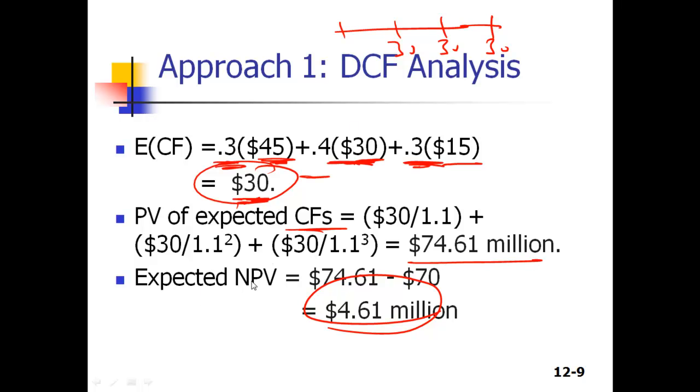So what is our present value of the expected cash flows? It's 74.61, basic stuff that you've learnt. And then what's the expected NPV? It's 74.61 minus the 70, which is 4.61.